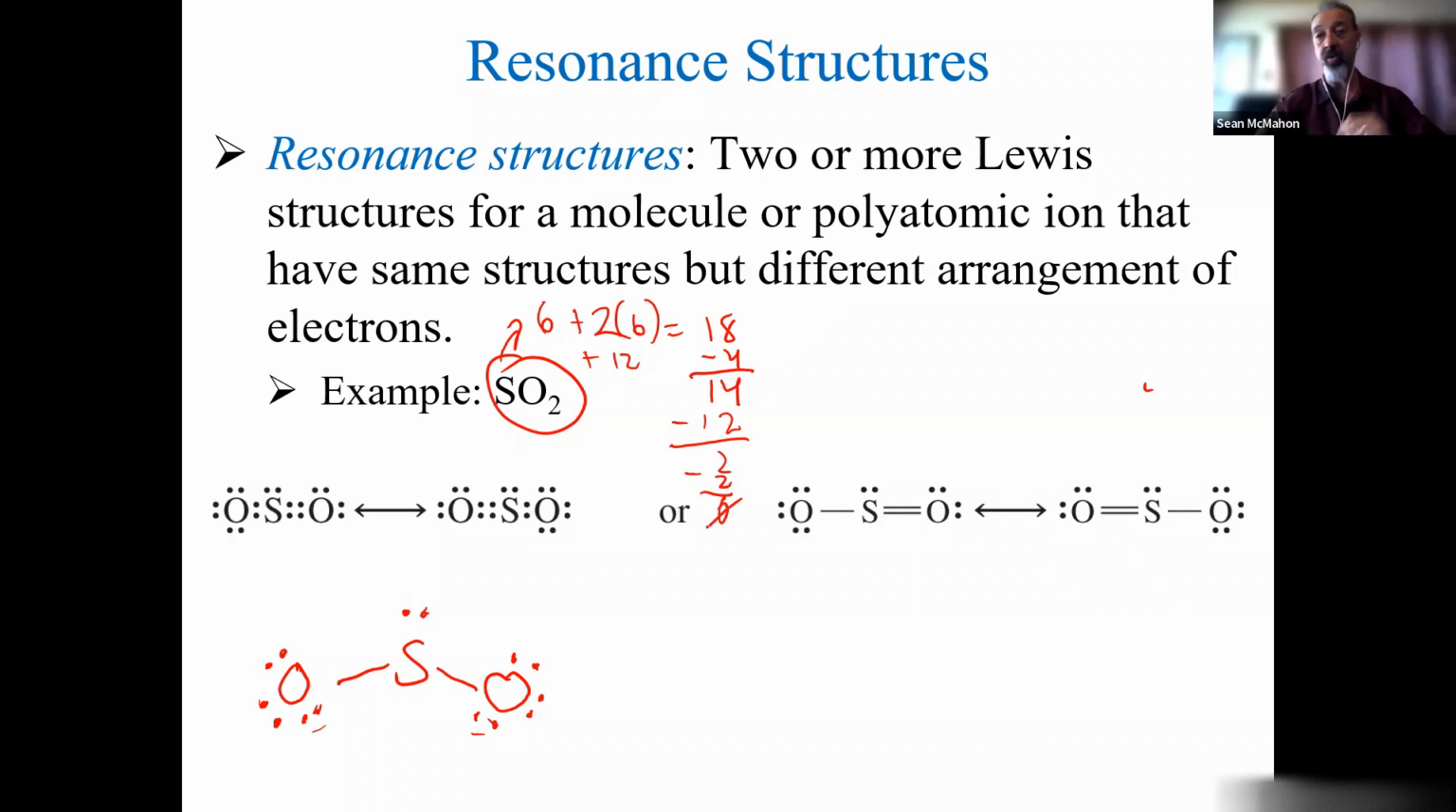Now, remember that 5th rule? The 5th rule said that if the central atom has an octet, you are done. If I look at sulfur, it does not have an octet. It has 6 electrons: 2 in this bond, another 2 in this bond, and 2 in a lone pair. That's only 6. So I actually incorrectly chose to add lone pairs where there wasn't one. So I'm going to take this lone pair and add it here. And what that will do is create this structure.